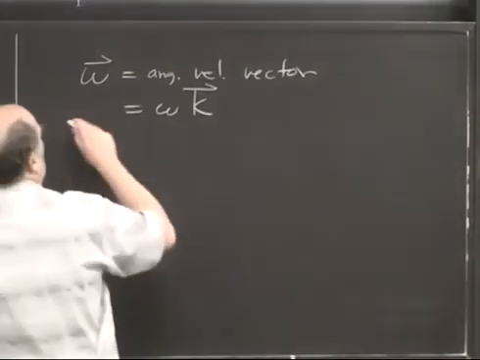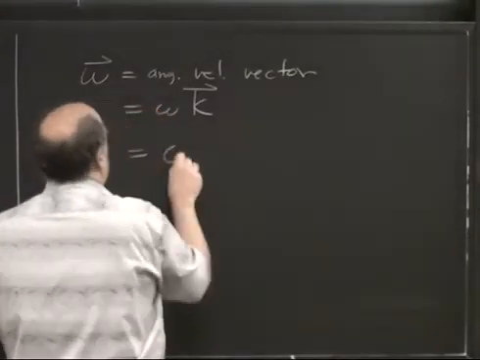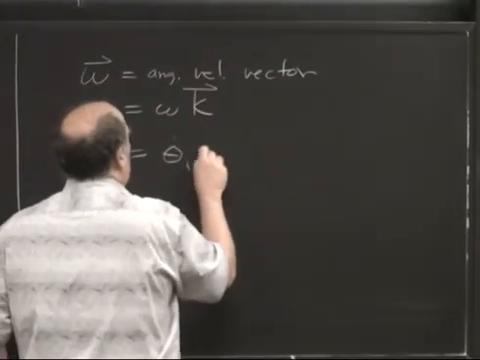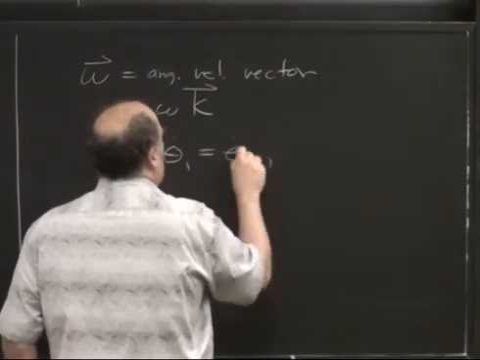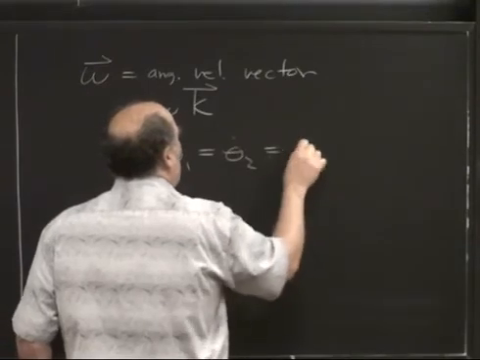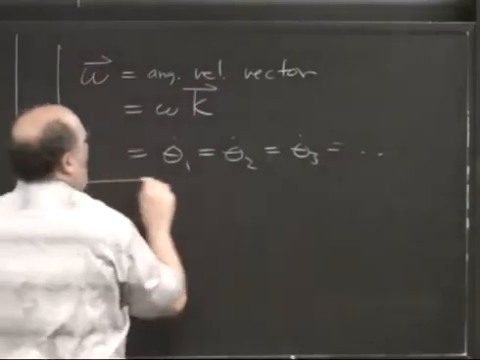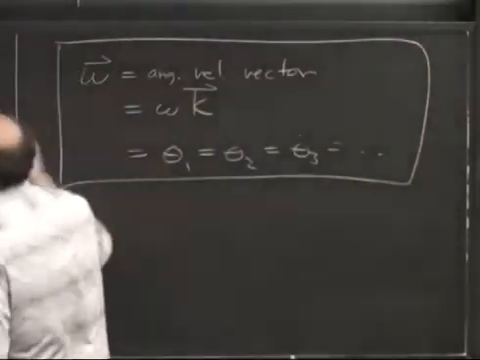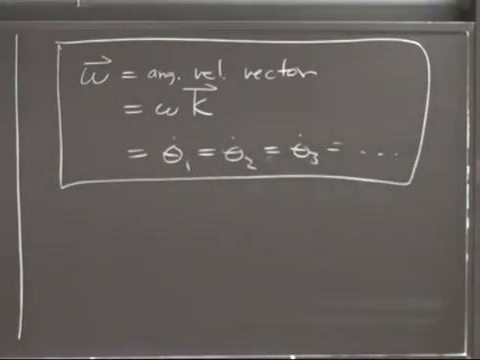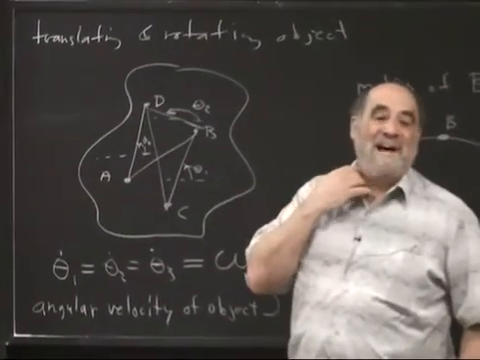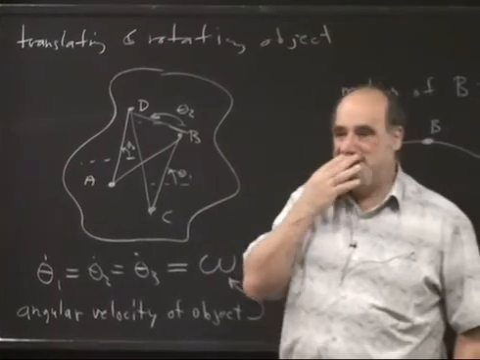Okay, so this is the concept of angular velocity of an object. And it's a slightly different concept than what we've used angular velocity for in the past. The slightly different concept is that it's not the rate of change of a particular angle, it's the rate of change of the angles of all lines on the object.